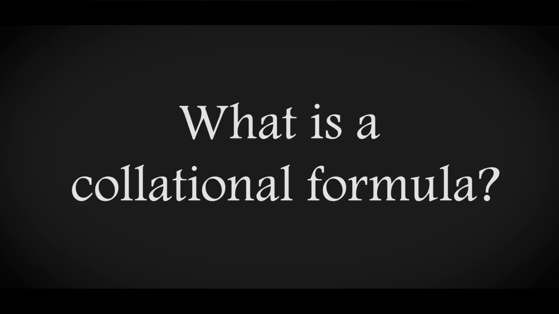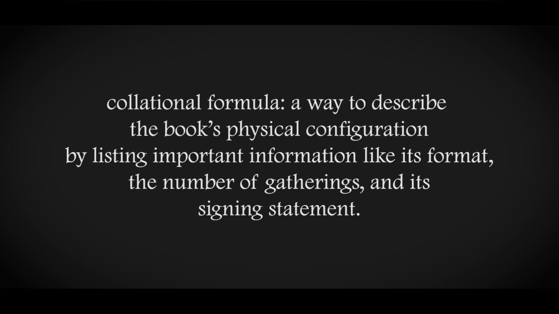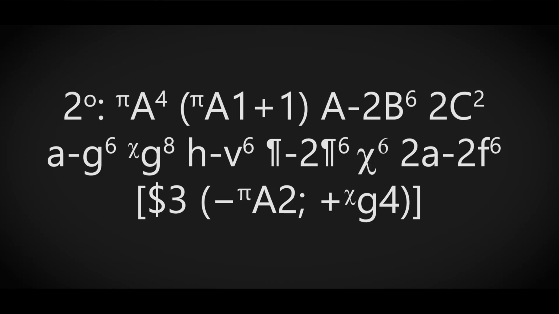A collational formula is a way to describe the book's physical configuration by listing important information like its format, the number of gatherings, and its signing statement. It does not include any description of the binding. Collation is entirely about the pages as prepared by the printer before binding. In theory, every copy of a given book should have the same collational formula. You may be familiar with catalogers' and booksellers' statements that a book has been collated and found perfect. This is a way of saying that it matches the collational formula as prepared by an experienced bibliographer.